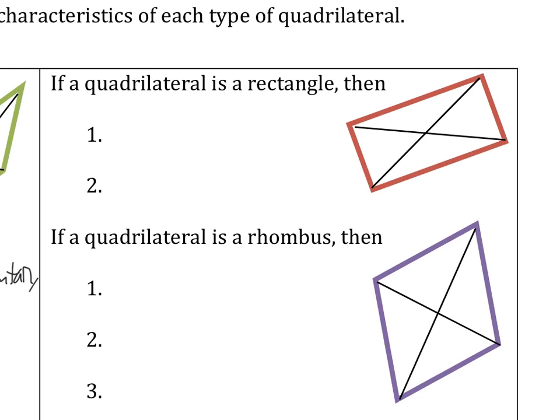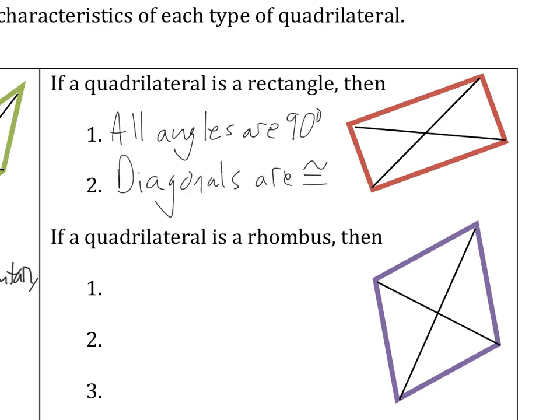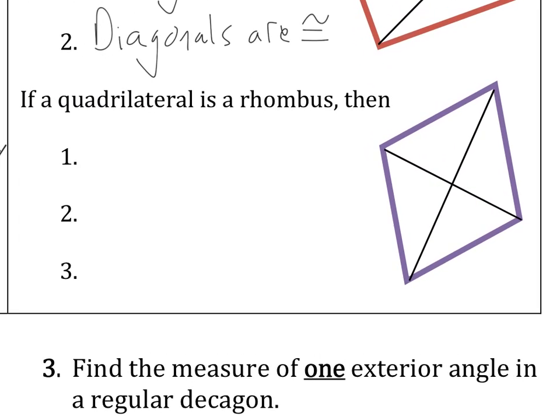Then we have special things about a rectangle. The 2 special things are all angles are 90 degrees. Then we know something about the diagonals, and that is that the diagonals are congruent. So that's a rectangle, 2 things about a rectangle that are special.